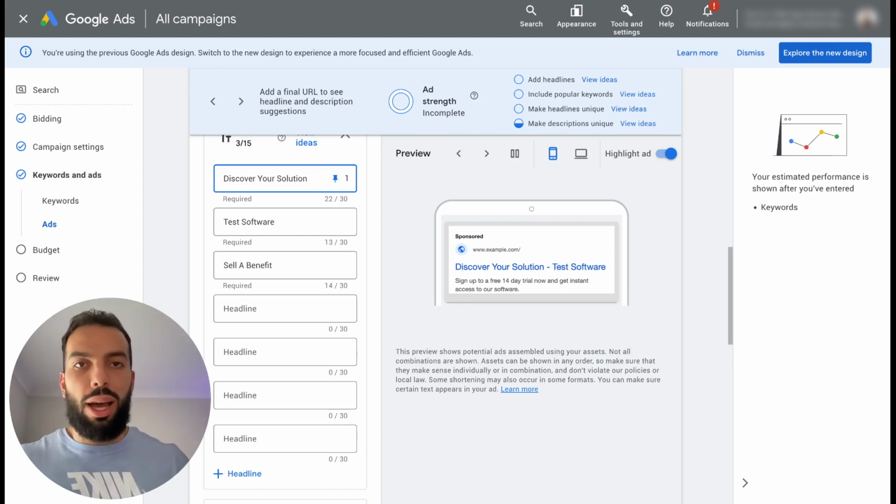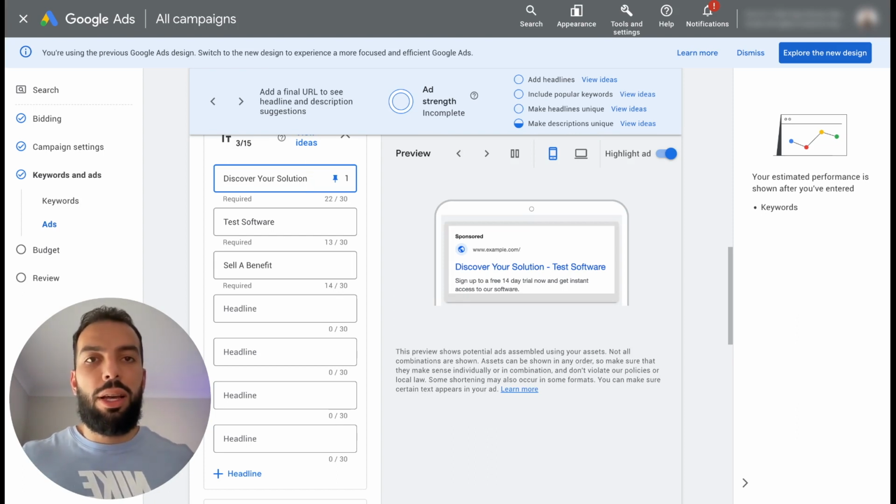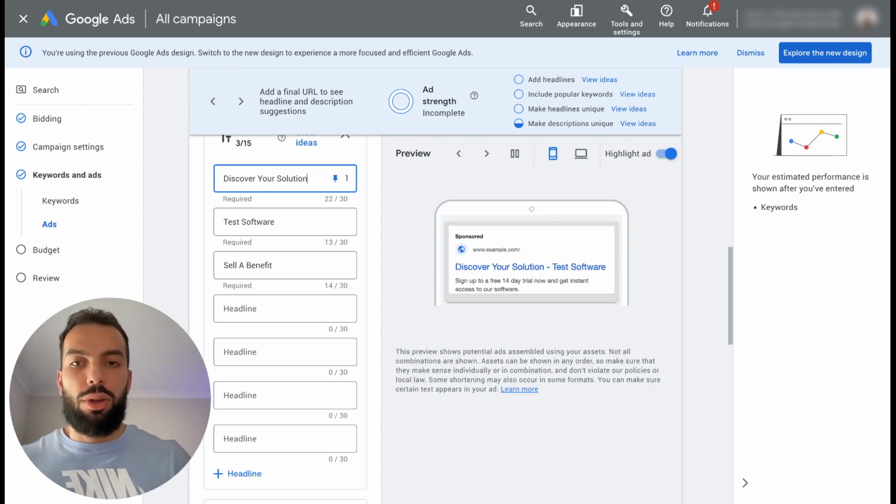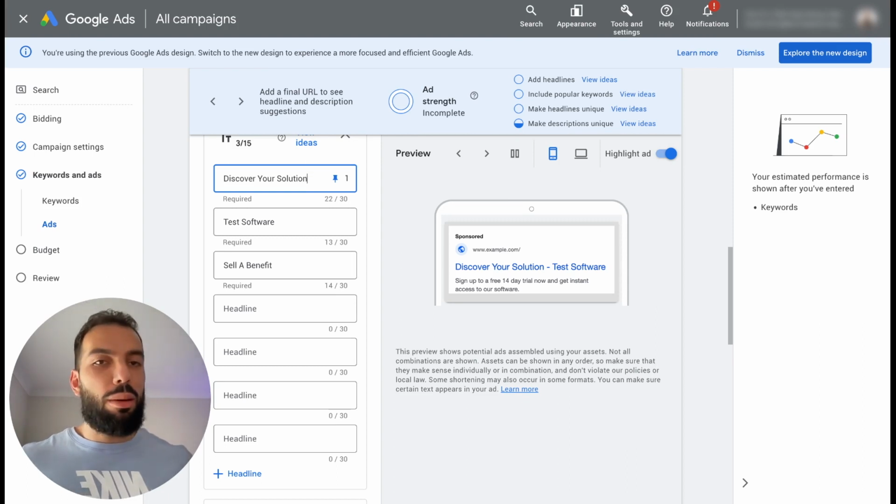So make sure the call to actions are always consistent with each other, so people are seeing and reading the same message and knowing that if they take the action, they will get the same outcome, utilizing the same type of copywriting that you would use. So test discover your solution or something a bit more personalized if you're selling a demo.